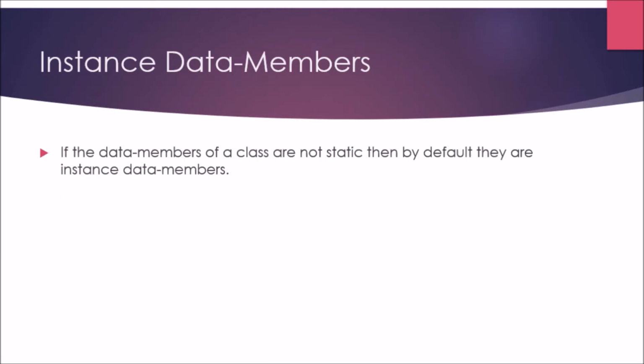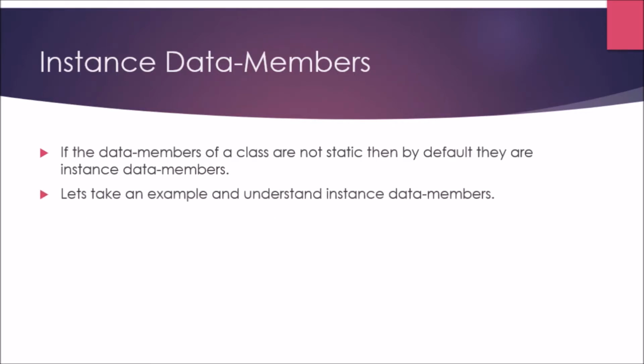So if the data members of a class are not static, by that I mean if the data members are not having the static keyword, then by default they are instance data members. For instance data members, there is no specific keyword. So we'll see the example and we will understand very clearly by that. So let's take an example.